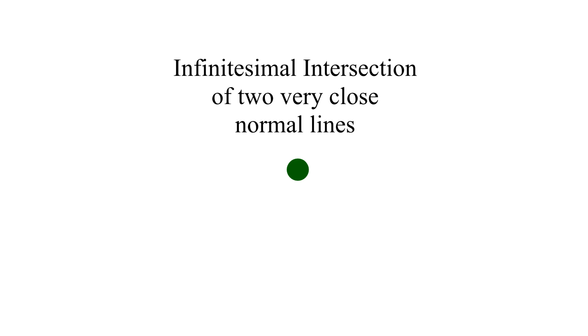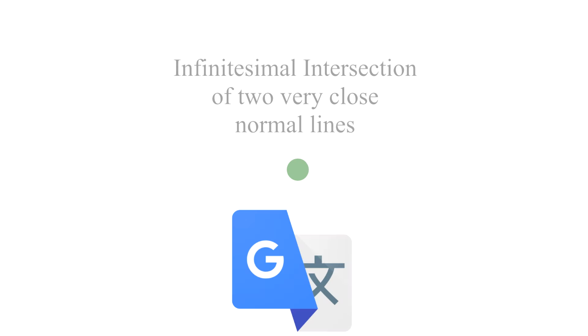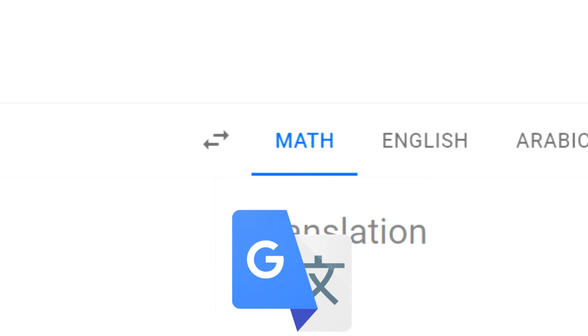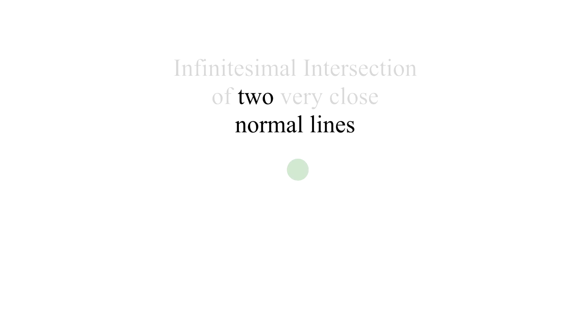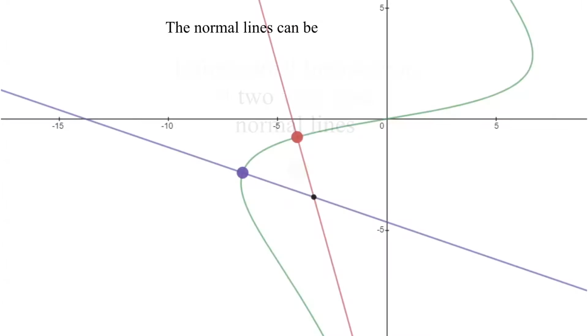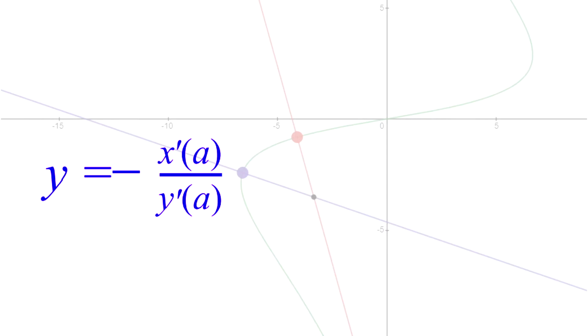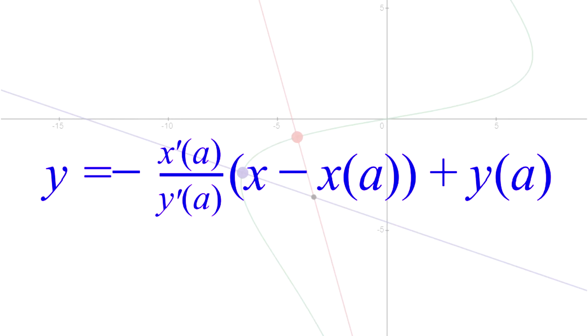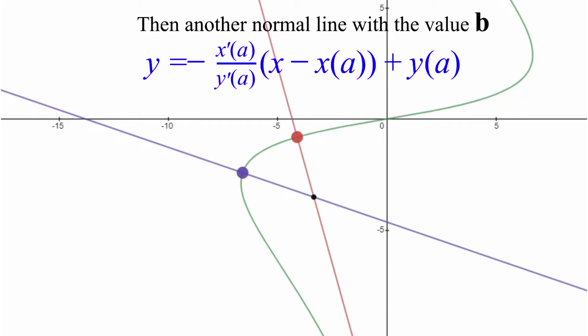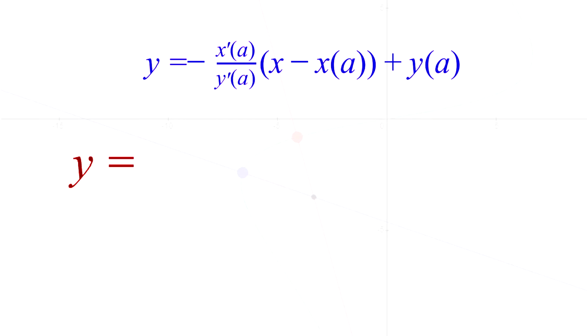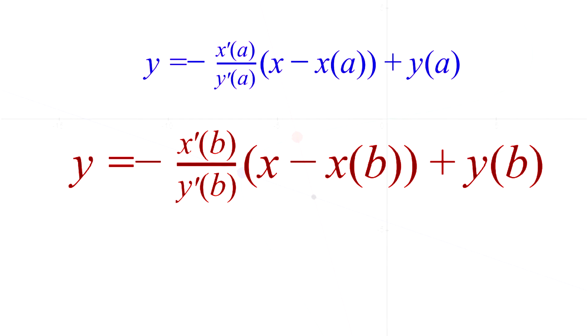Alright, let us now take the definition of the CoC and translate it in the mathematical context with what we know so far. So first, to find the CoC, we need two different normal lines. The normal lines can be any value we want, but we will go with a normal line defined by some value a, say y equals negative x prime a over y prime a times x minus x(a) plus y(a). And then another normal line with the value of b, that is y equals negative x prime b over y prime b times x minus x(b) plus y(b).